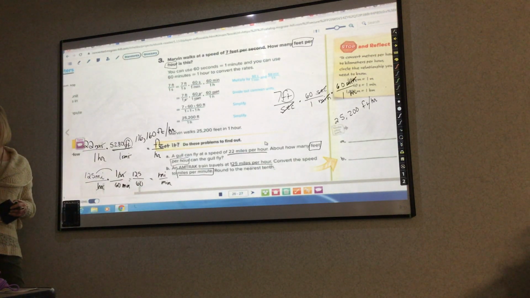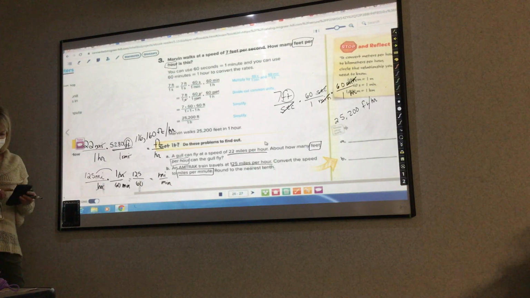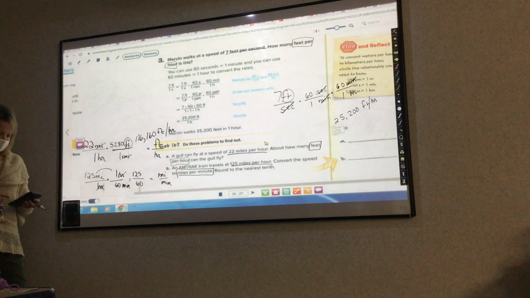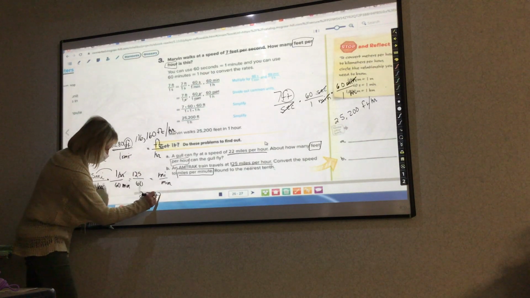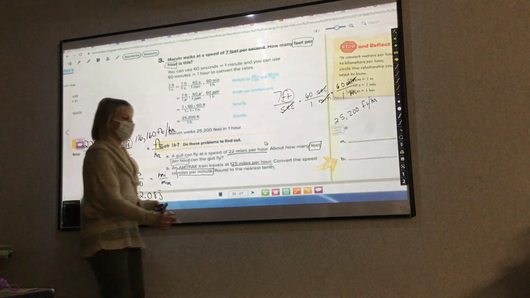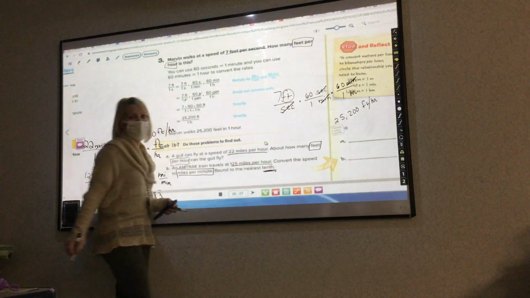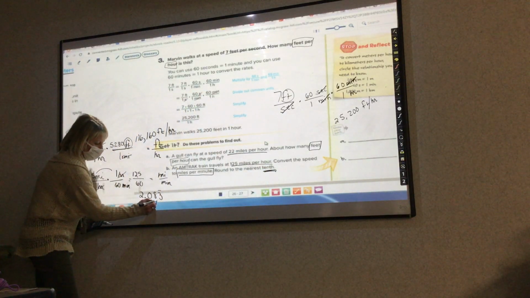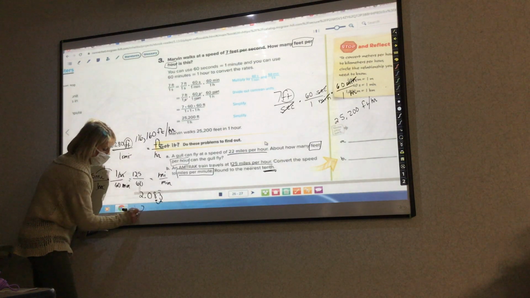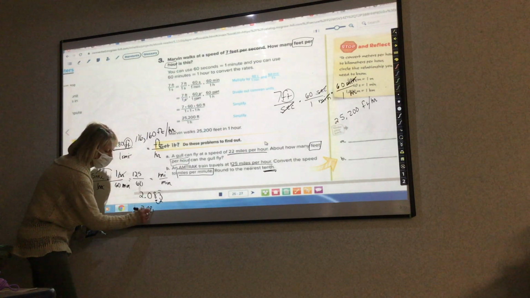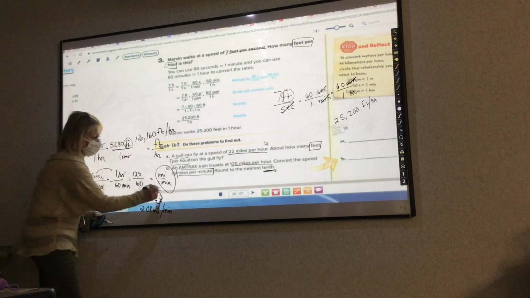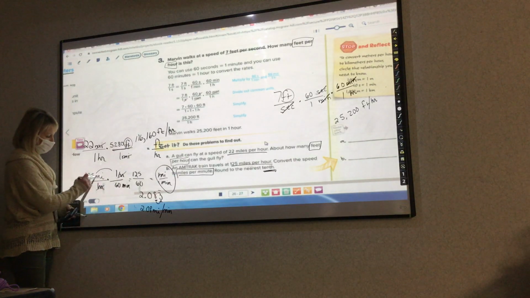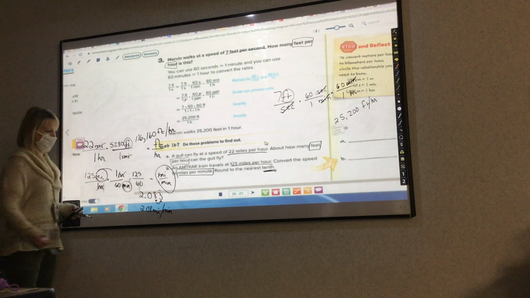How do I put that in the calculator? 125 divided by 60. I get 2.083, and that 3 keeps repeating. But look here, it says round to the nearest hundredth. So I'm going to underline the 8, arrow to the right, so it says 2.08. Now what's my label? Miles per minute. Remember, that's what we have at the end. We have miles left and we have minutes left, because we didn't cancel those out.